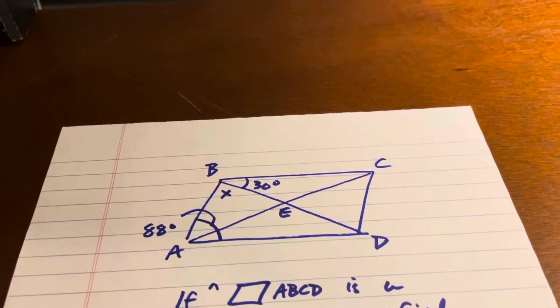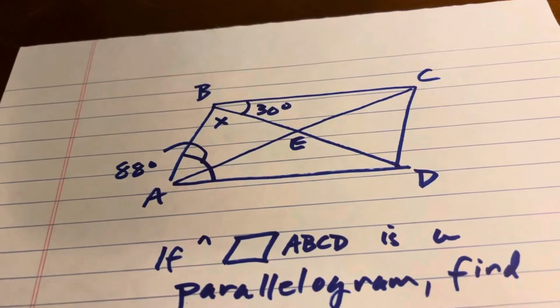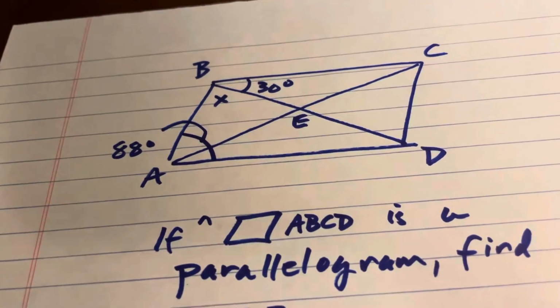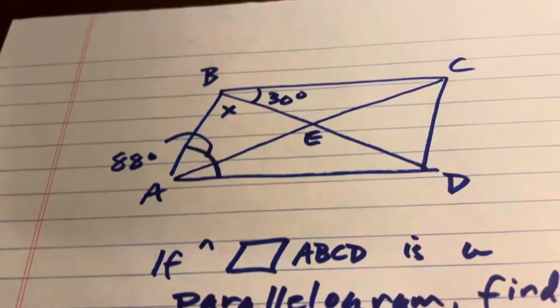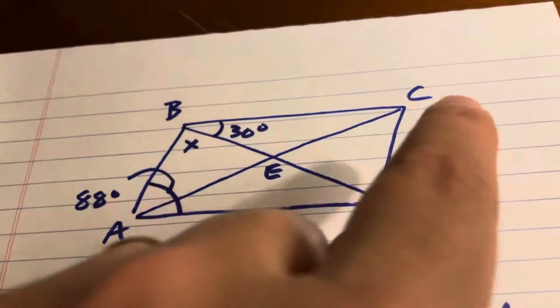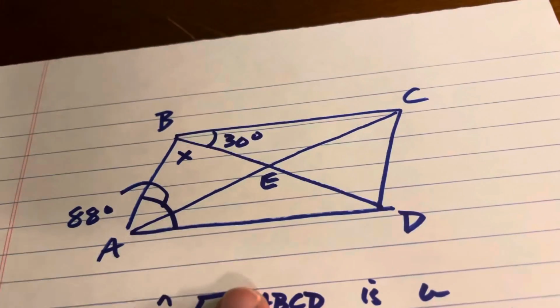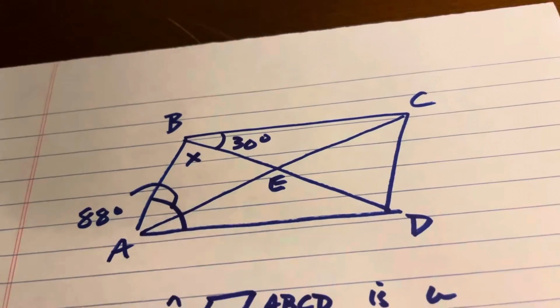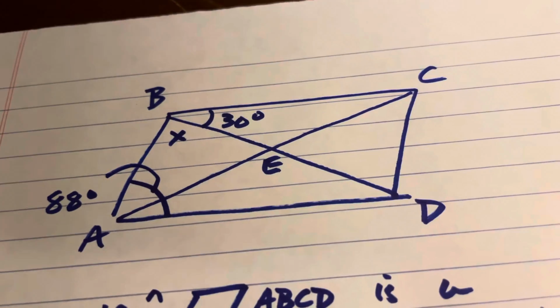Let's talk about parallelograms. Consider this parallelogram ABCD with E as the intersection of the diagonals. There's a couple things about parallelograms. Parallelograms have opposite sides that are congruent. So BC is congruent to AD and AB is congruent to CD. So opposite sides are congruent.